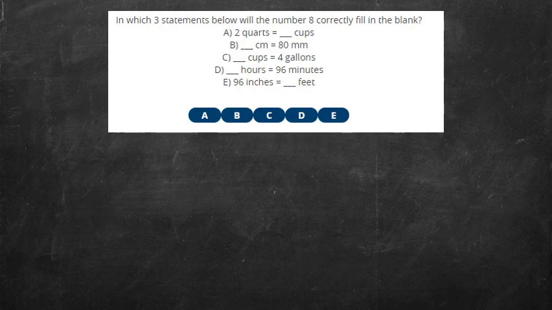Okay, A says 2 quarts equals blank cups. Well, you either have to use your conversion chart to figure your answer out, or you have to know your conversion charts. If I know my conversion chart, I know for a fact that 1 quart is equal to 2 pints, and 1 pint is equal to 2 cups. So if 1 quart is 2 pints, then 2 pints must be 4 cups.